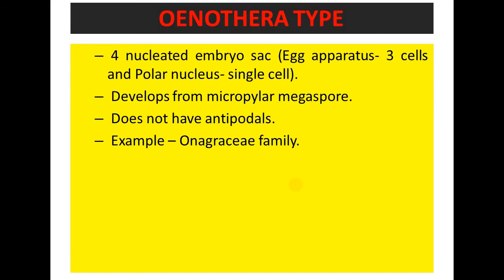So it is just opposite to the polygonum type, because in the polygonum type the megaspore towards the chalazal end is responsible for producing the embryo sac. But here in this case, the micropylar megaspore is going to produce the embryo sac, while the chalazal megaspores will be degenerated. They do not have antipodals. Remember, they do not have antipodals because only a 4-nucleate structure is there. So antipodals will be absent here.